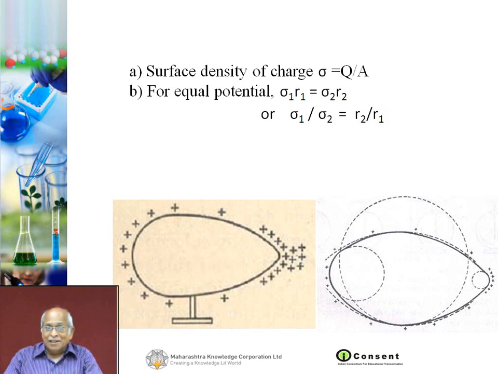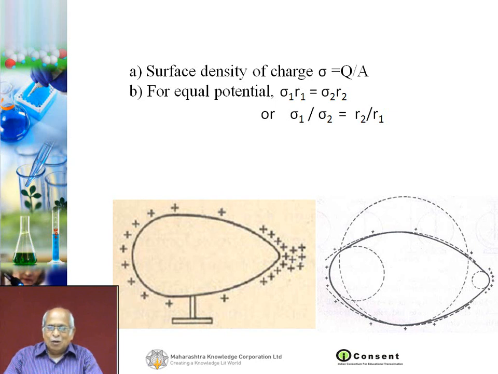Now look at the equation. Sigma 1 R1 equal to sigma 2 R2, because potential everywhere is same. It of course means sigma 1 upon sigma 2 is R2 upon R1. That means surface density of charge is inversely proportional to radius.